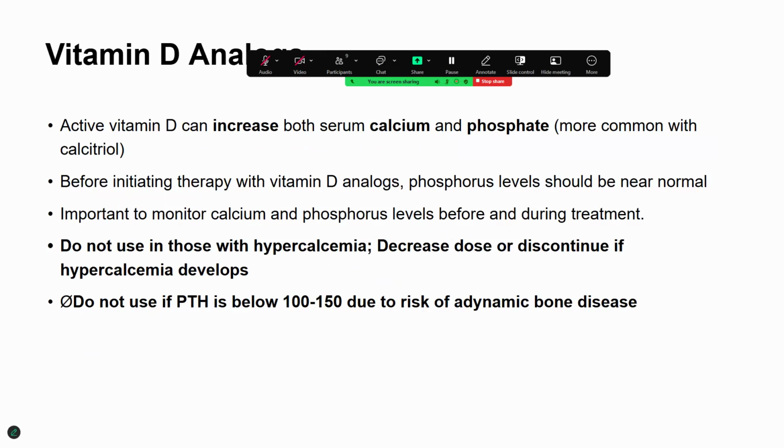Continuation for vitamin D analogs, they increase both calcium and phosphate, which is more common with calcitriol. And it says before initiating vitamin D analogs, phosphorus levels should be near normal, which I feel like they still start vitamin Ds even with moderately higher levels. With hypercalcemia, you should decrease the dose or discontinue, and do not use if the PTH is less than 100 due to the risk of adynamic bone disease.